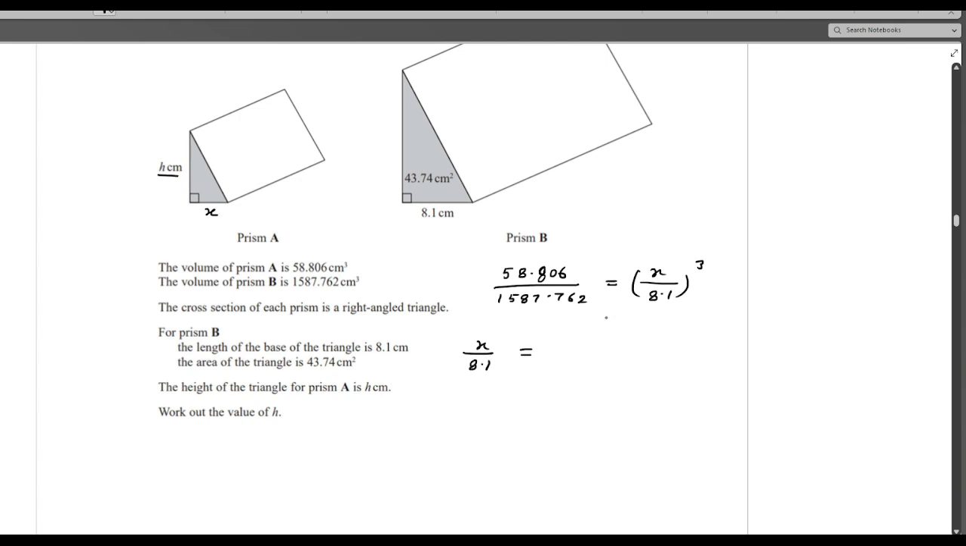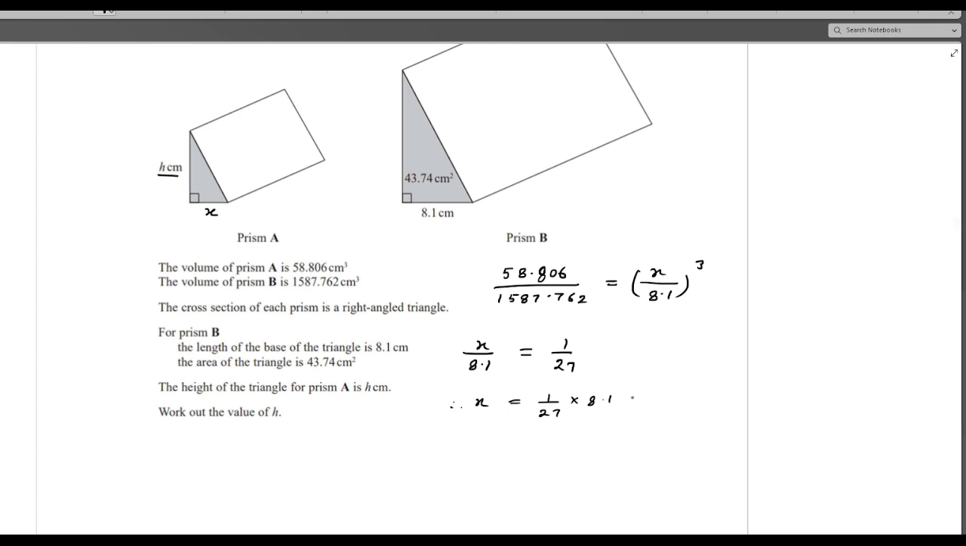So better I will first find out what x divided by 8.1 is. I will take the cube root on both sides. So 58.806 divided by 1587.762, our result is 1 divided by 27. So the value of x is 1 divided by 27 times 8.1. Multiplied by 8.1 will give us 3 upon 10, that is 0.3. So here the value of x is 0.3.